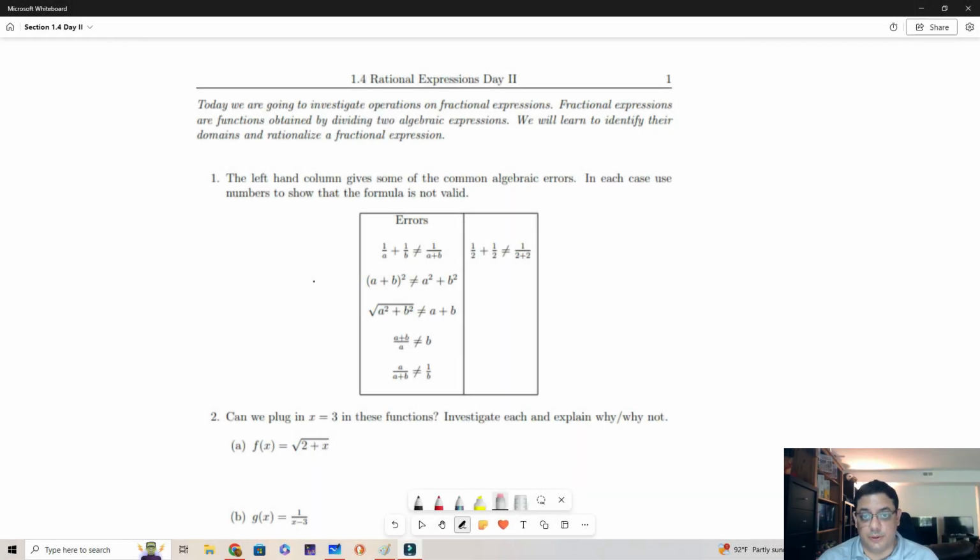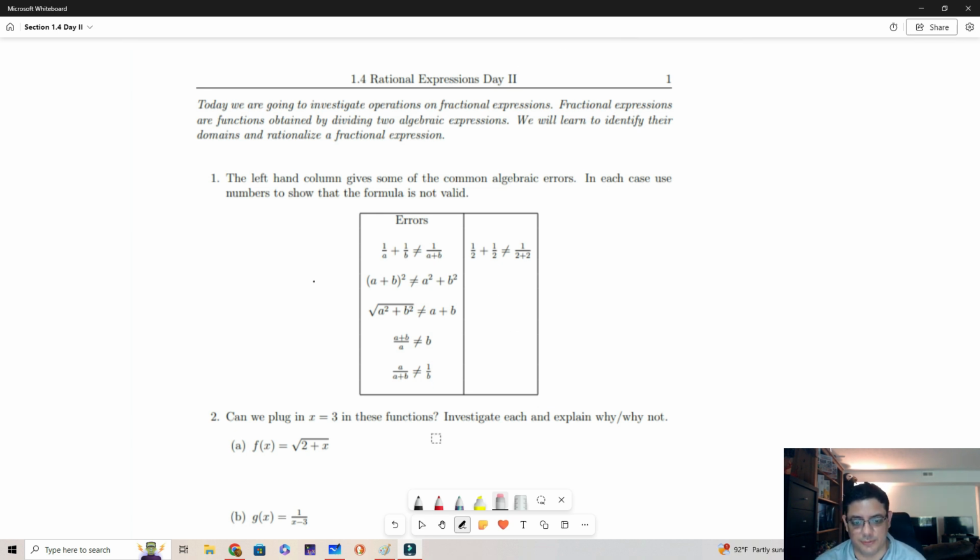In this video, we're going to go over the solutions for 1.4 rational expressions in the day 2. So the first question says, the left-hand column gives me some common algebraic errors. And in each case, what we're going to do is test with a couple numbers just to showcase that this is not the same. Notice that 1/2 plus 1/2 here is 1, and this is different from 1/2 plus 2. So this is testing that there's an error here.